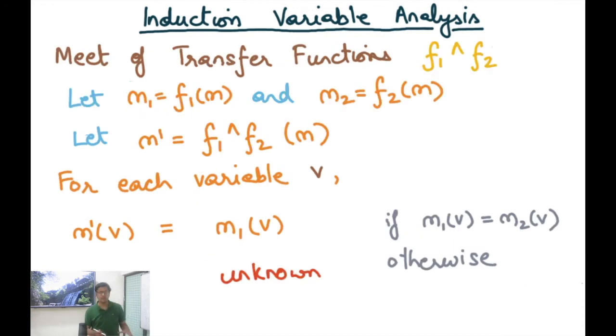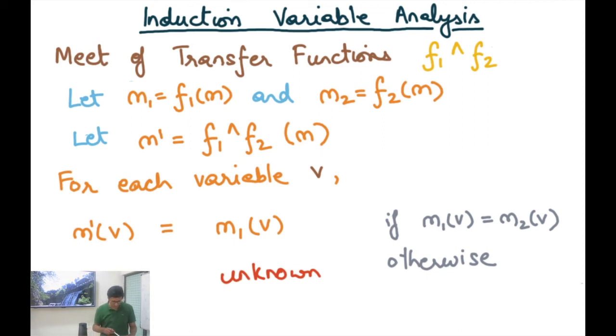The other thing that we need to define is the meet of the two functions. What happens if there are two regions that basically have a join point, what should be the transfer function of the larger region? And that's expressed as f1 meet f2. So let m1 be f1 of m and let m2 be f2 of m. Then I want to define what is f1 meet f2, and I'm going to define that using an input m and then specifying m prime, which is the output in terms of m.